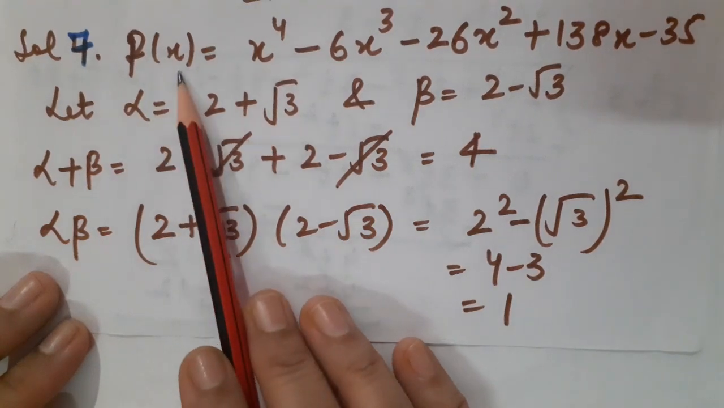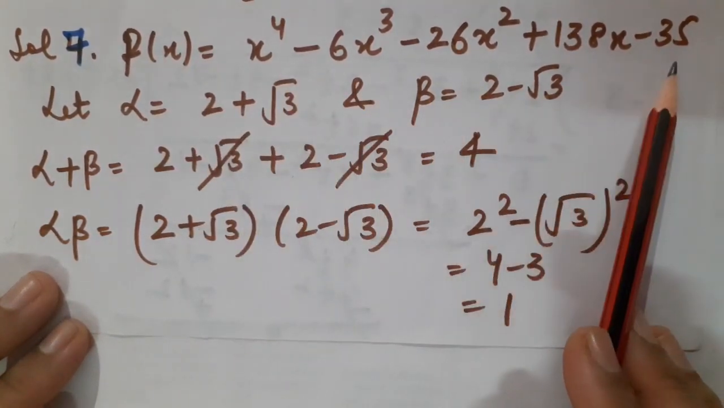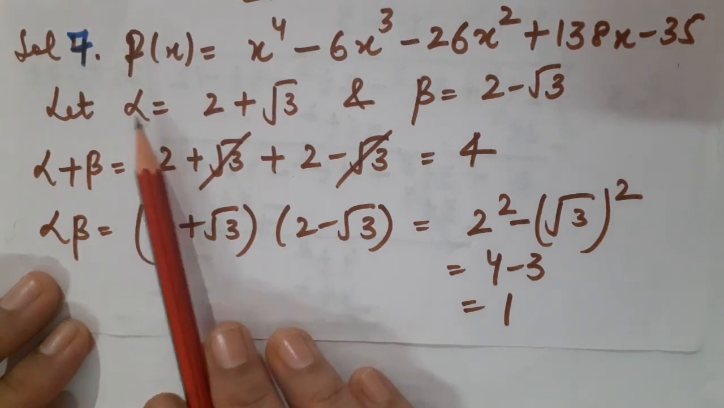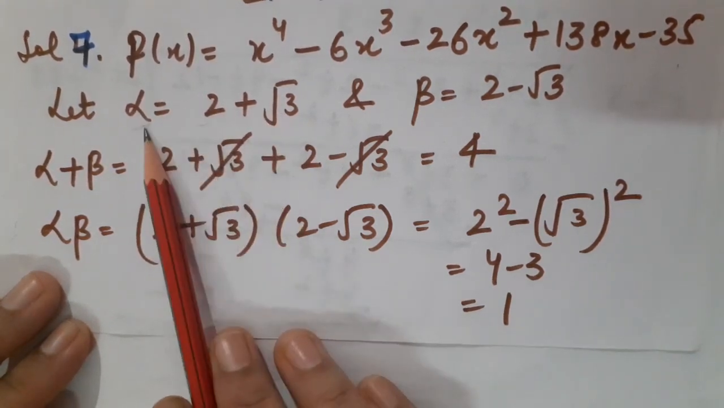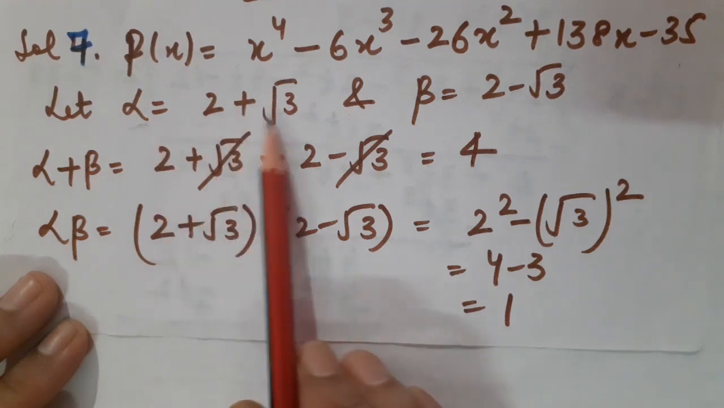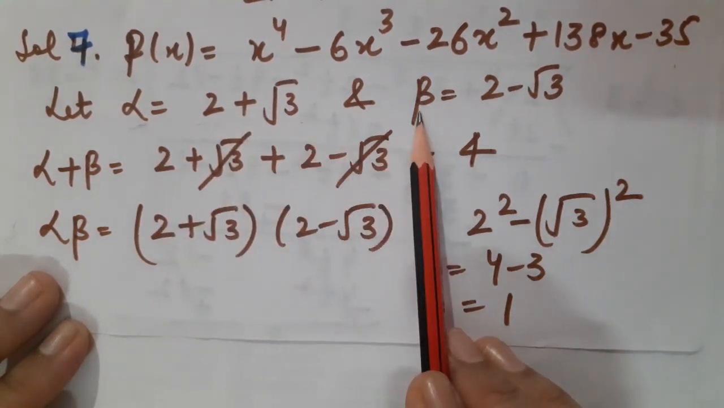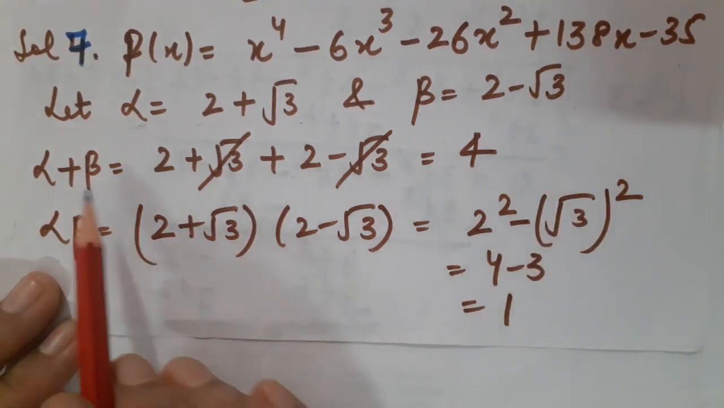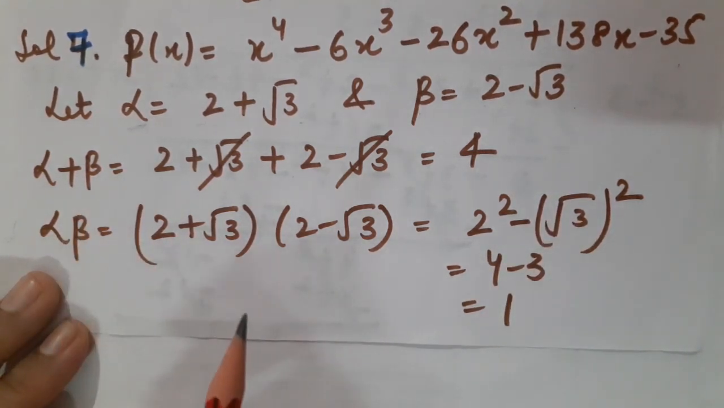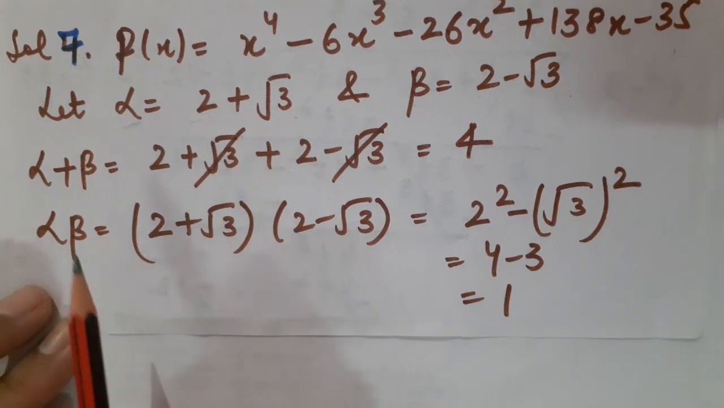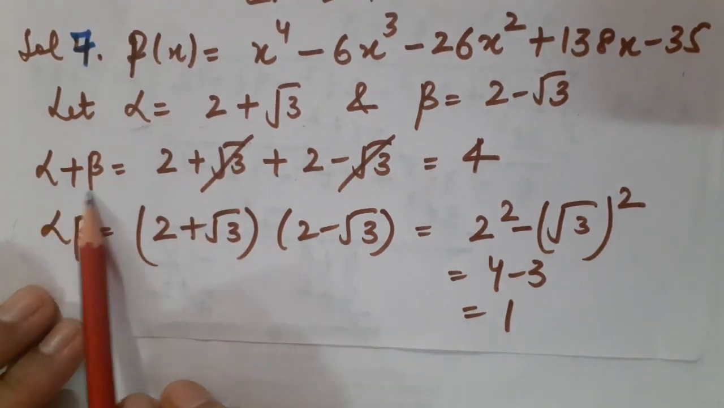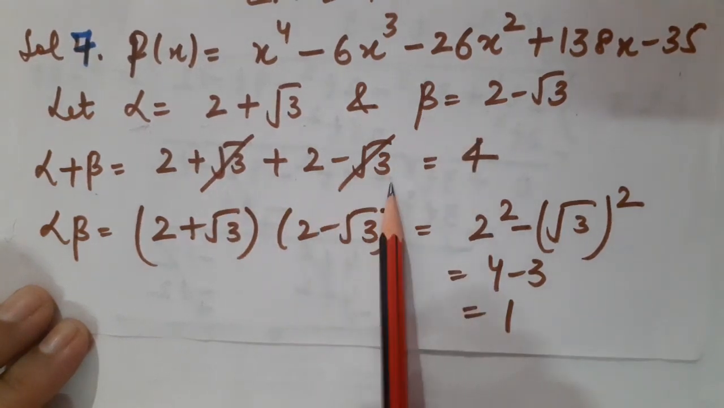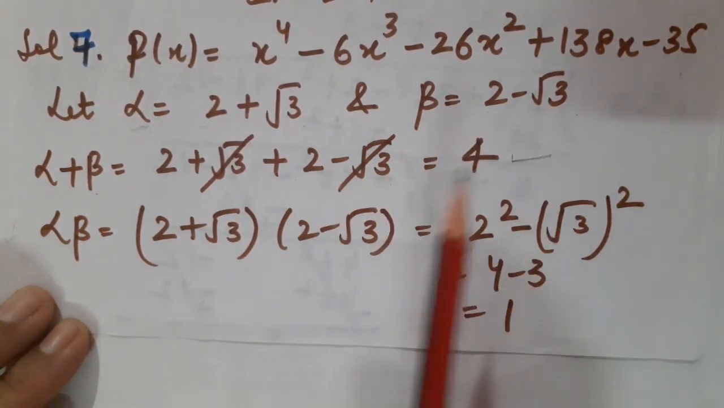You will be having p(x) given, which is a biquadratic polynomial. Fine. You have been given one zero, let it be considered as alpha, 2 plus root 3, and another zero as beta, that is 2 minus root 3. So what is to be done in it? First of all, we are going to form a quadratic polynomial. For that, you have to calculate the sum of the zeros, that is 2 plus root 3 plus 2 minus root 3. You will be getting the result as 4.